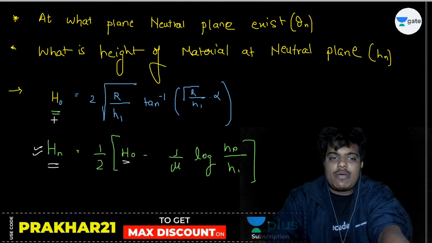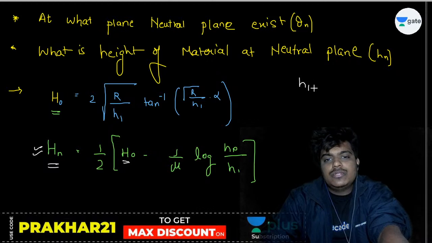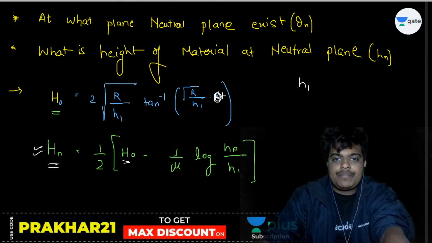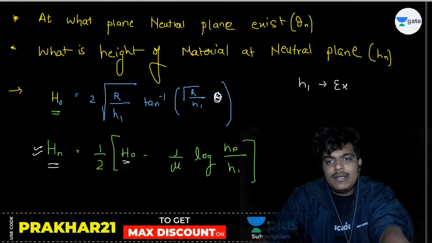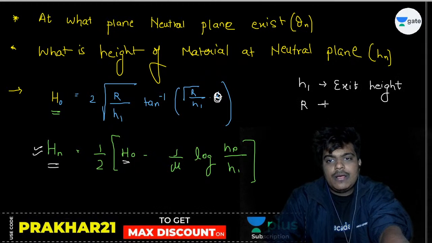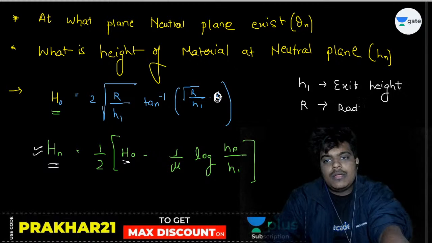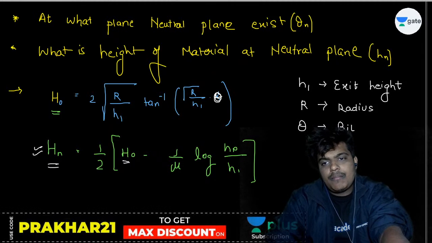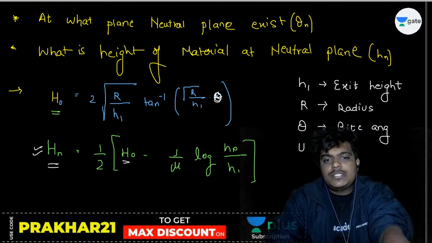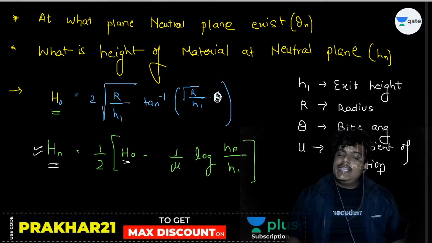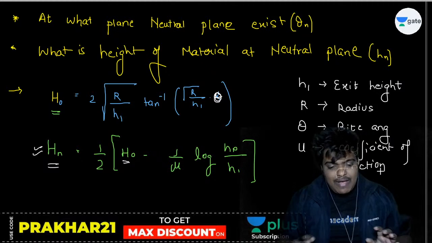To calculate capital Hn we require h0. So for h0 we have these values. This is theta. h1 is the exit height, r is the radius of the roll, theta is the bite angle, and mu is the coefficient of friction. These are the different values that you need to remember. That's it. Other than this you don't need to remember anything.